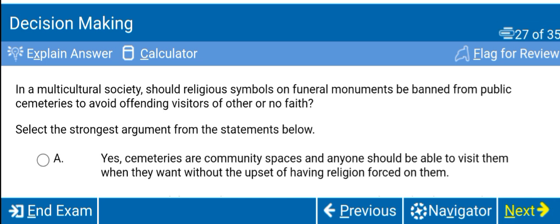In a multicultural society, should religious symbols on funeral monuments be banned from public cemeteries to avoid offending visitors of other or no faith? Select the strongest argument from the statements below.